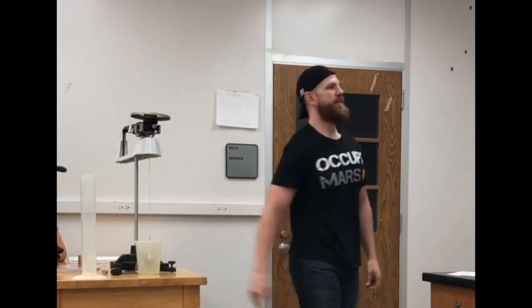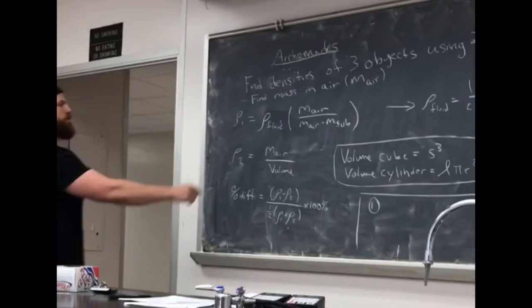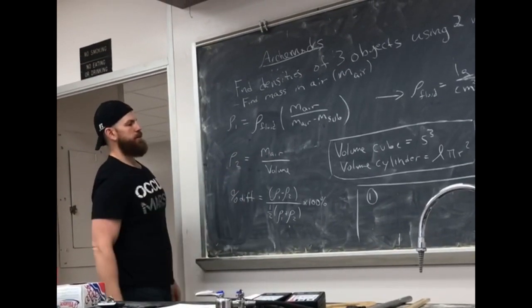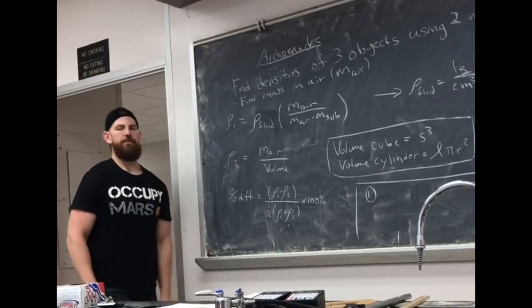Okay, so you'll get the density one way using this formula, then you'll get the density the second way using the value that you already found for mass in air, and you'll divide it by the volume of the object.